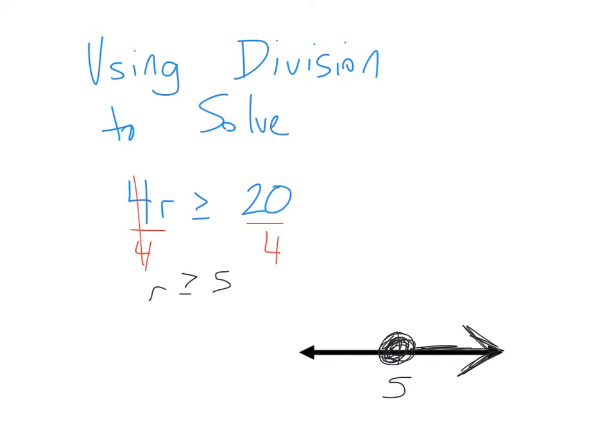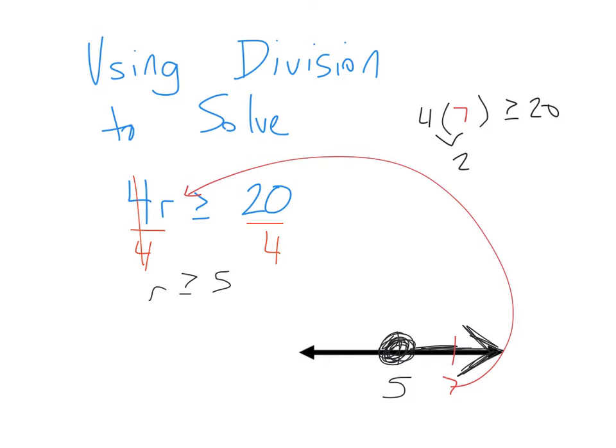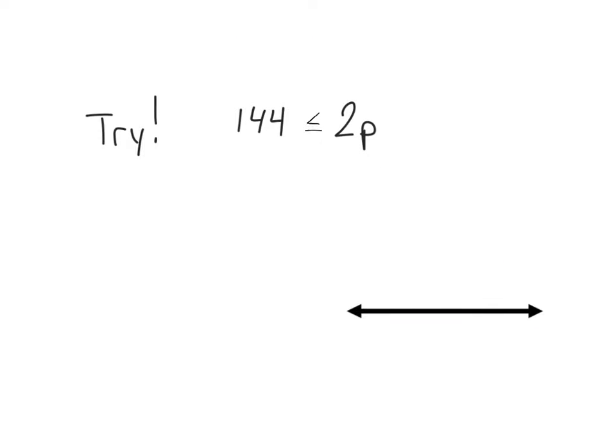Let's test a number here. What's a number that's greater than 5? 7. If I plug a 7 in there, I should get a true statement. 4 times 7 should be greater than or equal to 20. What's 4 times 7? That's 28. Is 28 greater than or equal to 20? Yes, it checks out. Pause the video and try this one on your own.